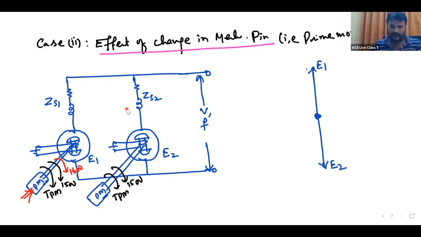Let us see how. If mechanical power input of the first machine is increased, E1 will shift in its phase. E1 will shift its space. So therefore, this is E1. Delta increases.